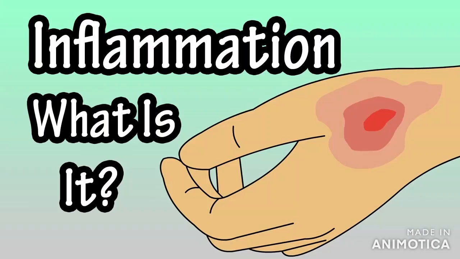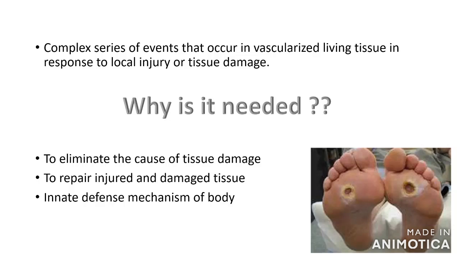So today we will be talking about acute inflammation. By definition, it is a complex series of events that occur in a vascularized living tissue in response to local injury or tissue damage. Now, why do we need inflammation? See, it is needed in order to eliminate the cause of tissue damage, to repair injured or damaged tissues, and it is an innate defense mechanism of our body.